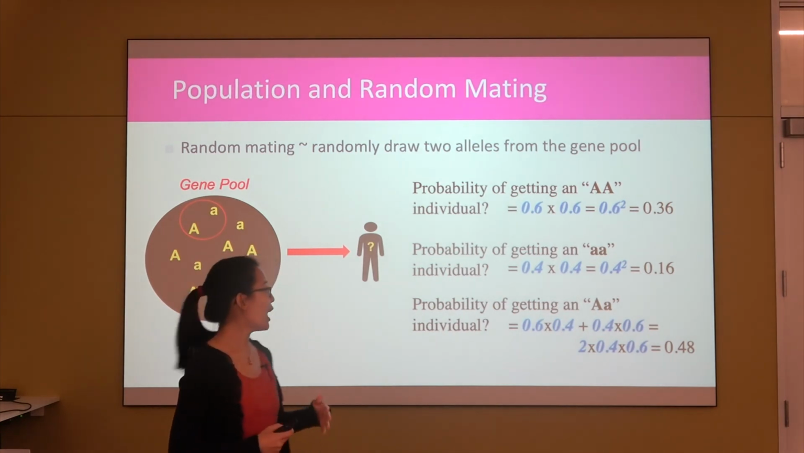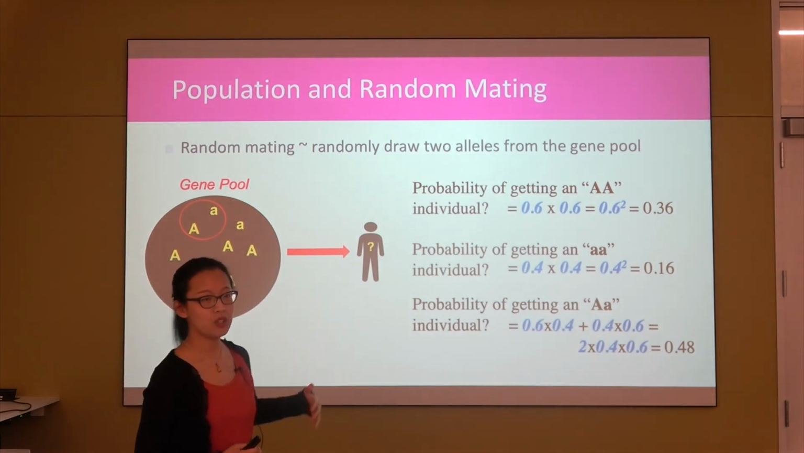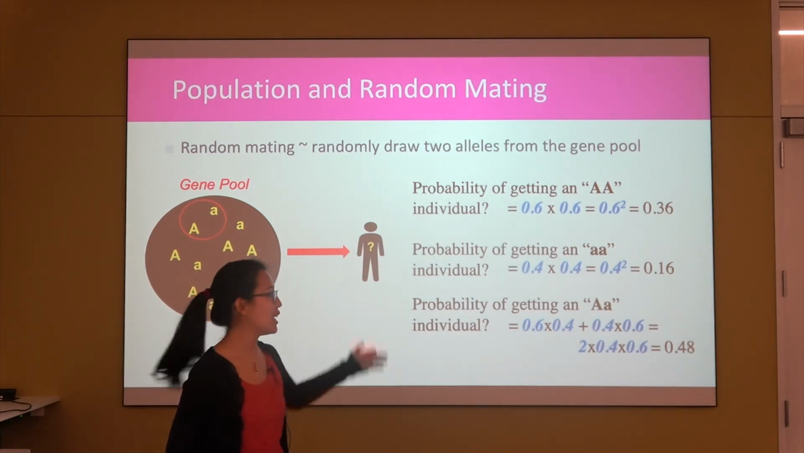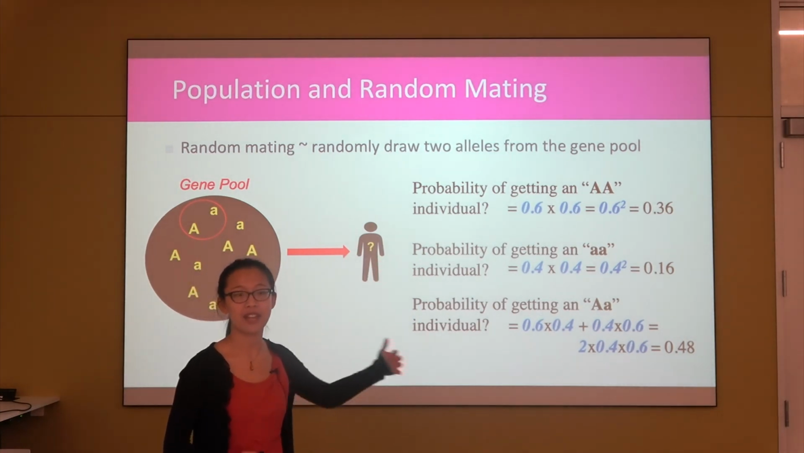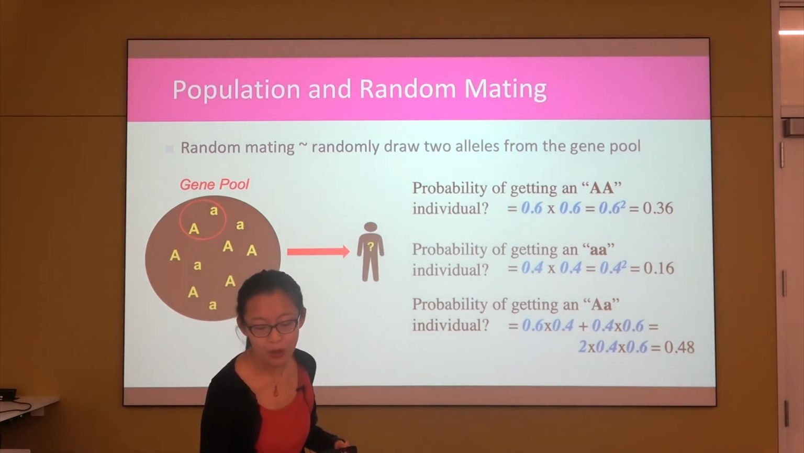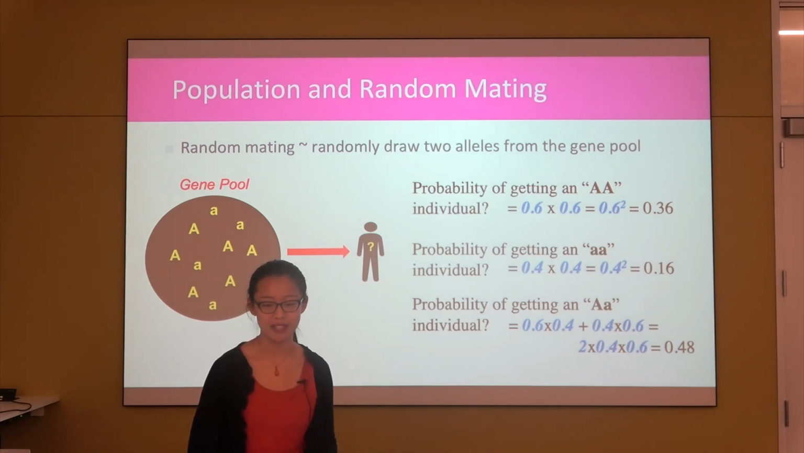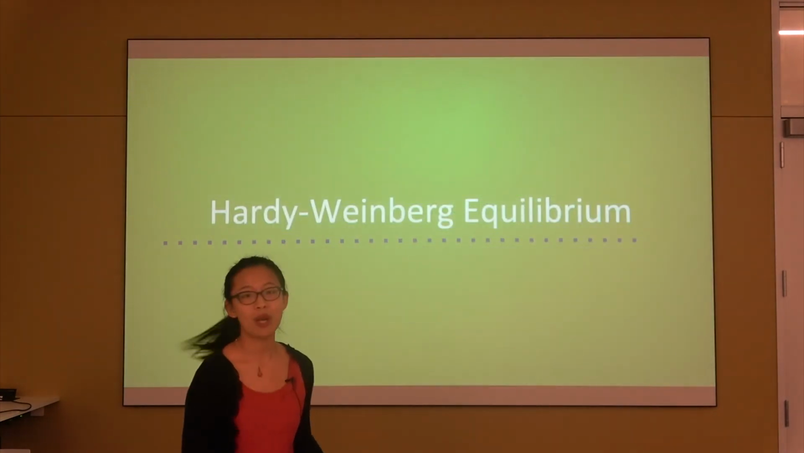Okay, so we have seen that with one round of random mating, we can still produce 3 different types of genotypes, and each of them has a specific chance of occurring. Now we're coming close to the fundamental principle of population genetics, which is called Hardy-Weinberg equilibrium.